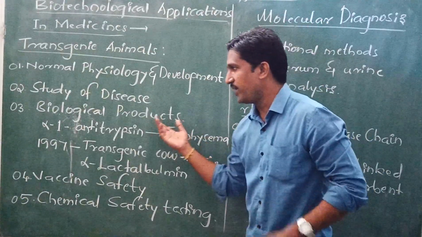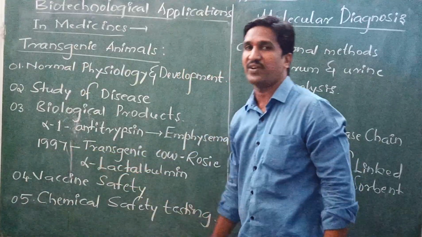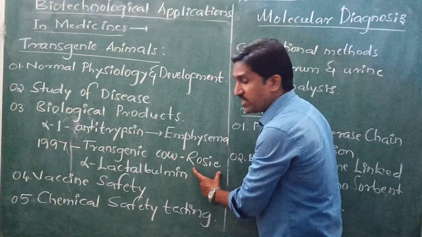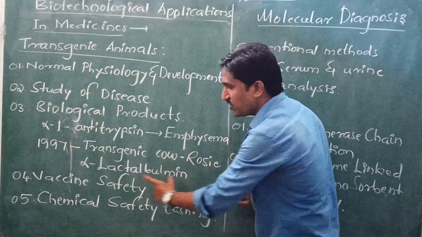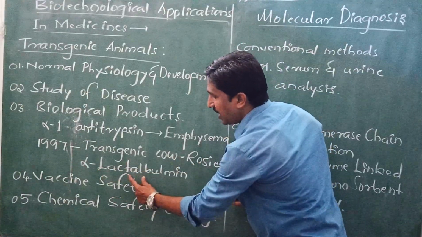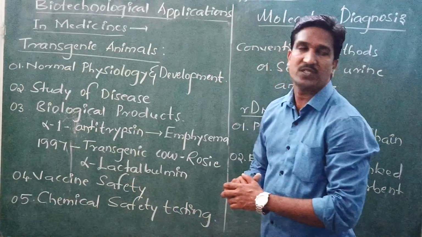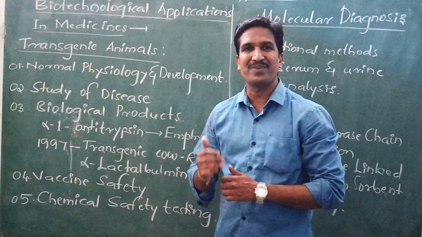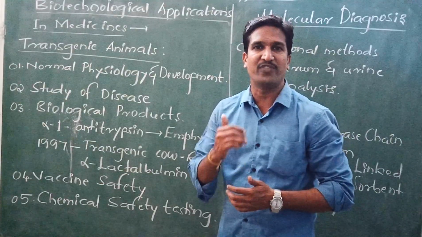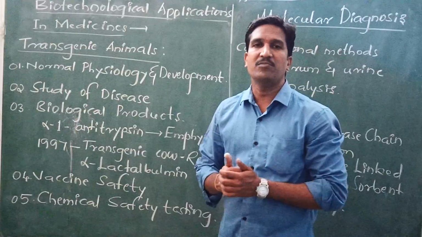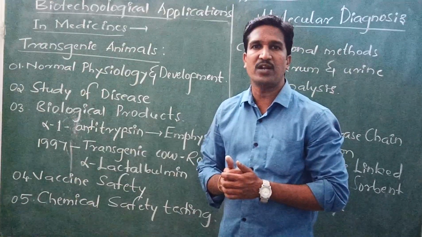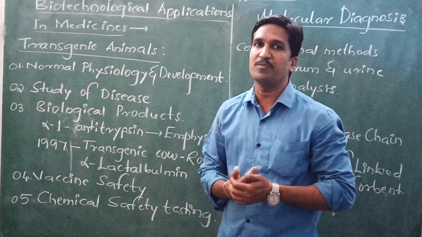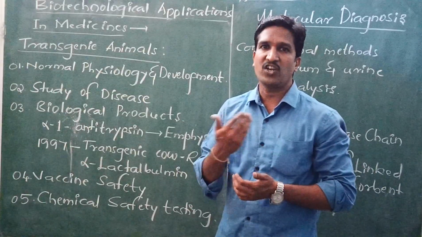Whereas in the year 1997, most important for 1 mark, the transgenic cow, the name of that cow is Rosie, produced alpha-lactalbumin. What is alpha-lactalbumin? Alpha-lactalbumin is a protein present in the milk of the mother. Many mothers who give birth to a young one are unable to produce milk through the breast. They cannot feed the baby at the breast.